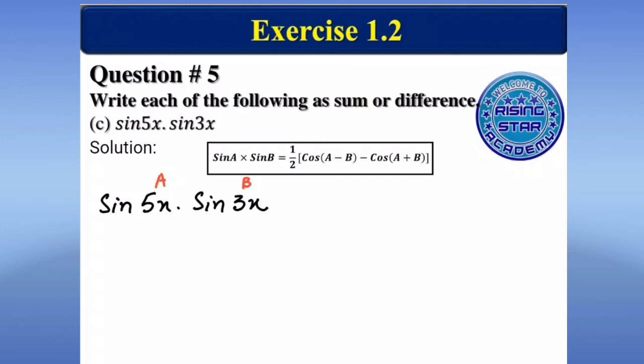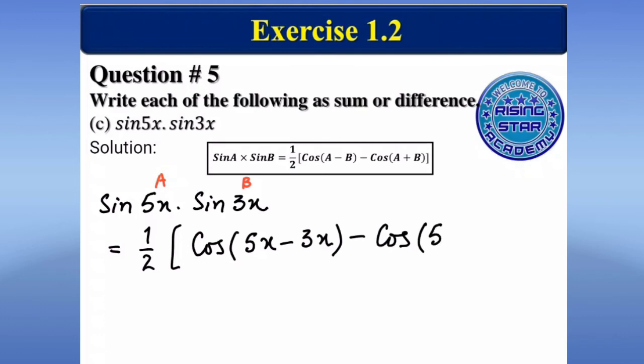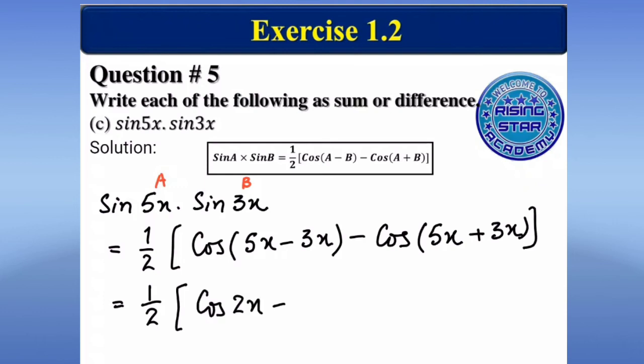Now I will apply the identity, so that would be 1 over 2 into cos of 5x minus 3x minus cos of 5x plus 3x. Now we have 1 over 2 cos of 2x minus cos of 8x. So that would be our final answer. Now move to the next part.